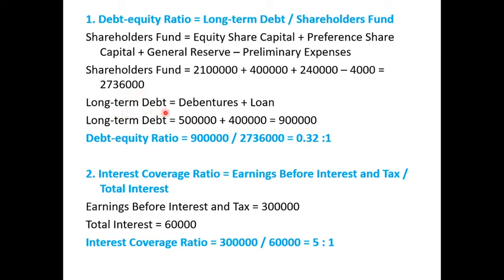Then long-term debt. There are two long-term debt that is given in the problem, debenture and loan. So long-term debt we are getting 9 lakh. Now debt equity ratio is equal to 9 lakh divided by 27 lakh 36,000, that is 0.32 is to 1. Next, interest coverage ratio. Here the formula is EBIT divided by total interest. EBIT, that is given in the problem, 3 lakh, and total interest is also given in the problem, 60,000. So interest coverage ratio is 5 is to 1.